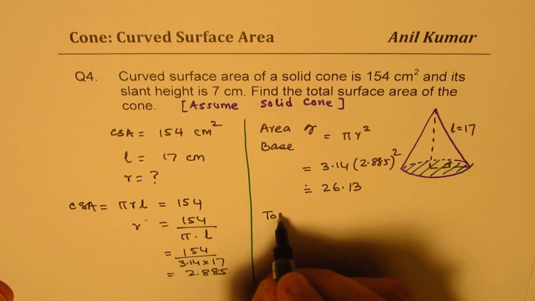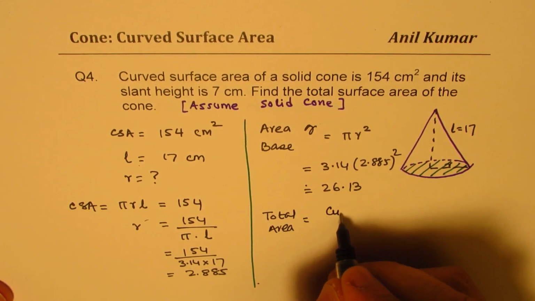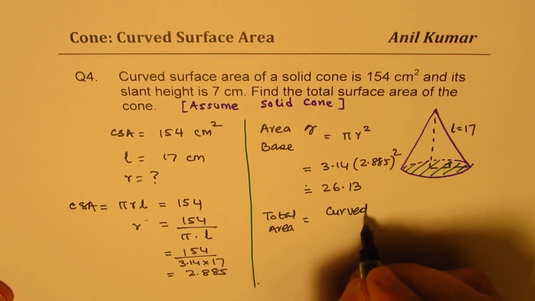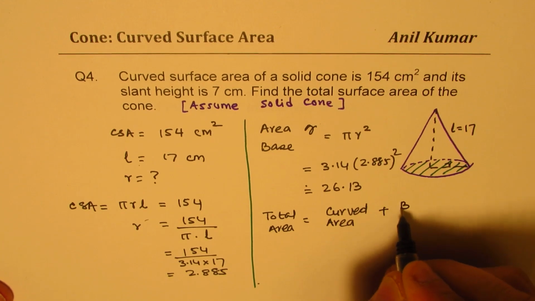So the total area will be equal to the curved area plus the base area, right?